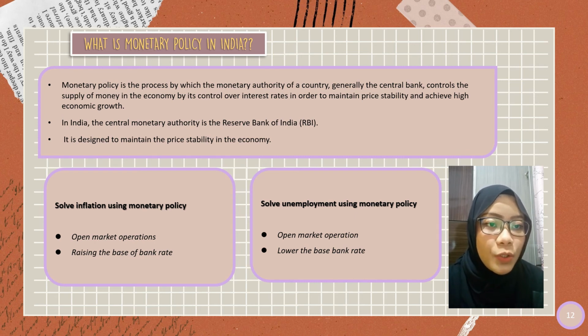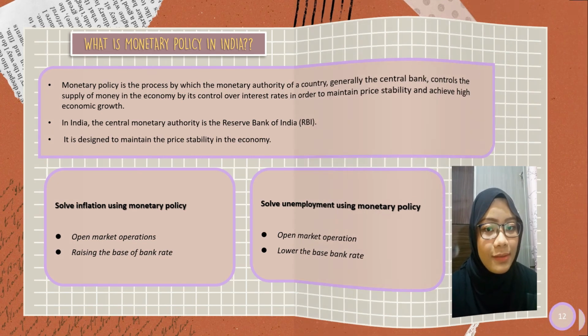India uses monetary policy to solve inflation by open market operations and raising the base bank rate. While to solve unemployment, they use monetary policy by open market operations and lowering the base bank rate.